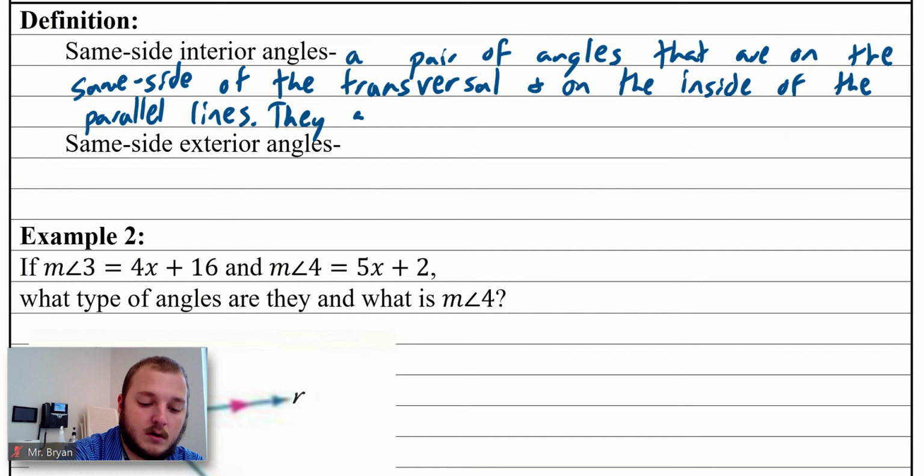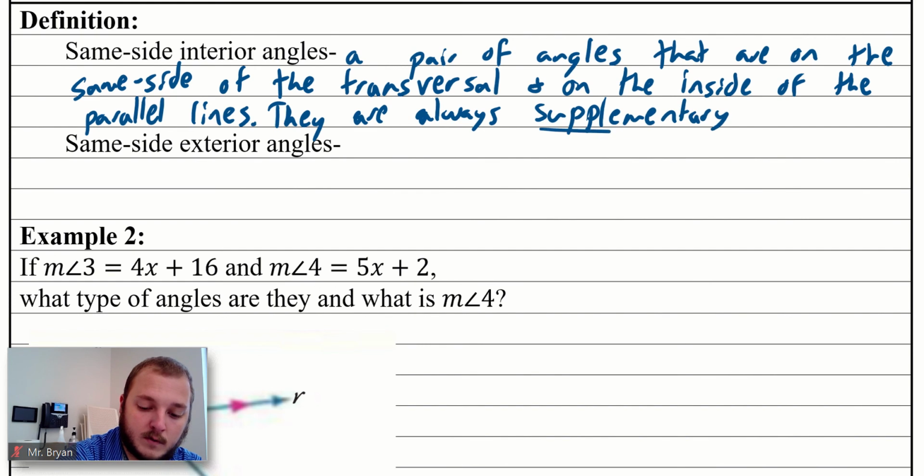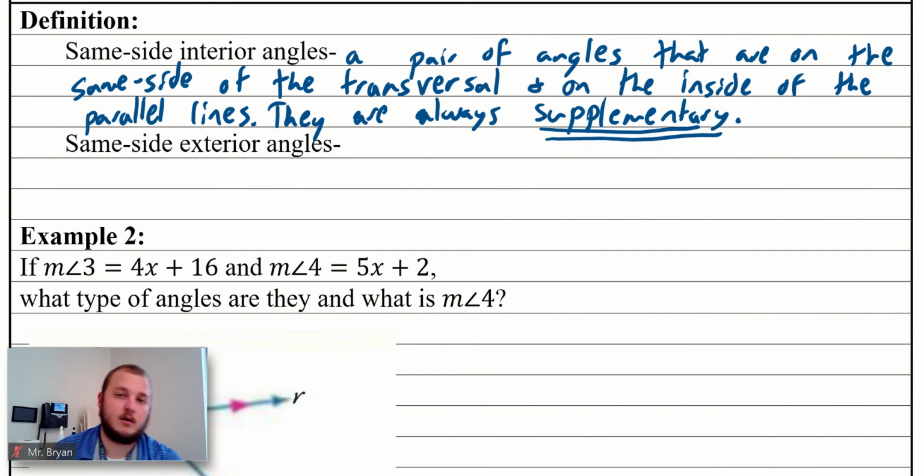I'm going to add this to the definition here. They are always supplementary. I'll underline that here. Always supplementary. So in this case, not congruent. We're changing it up now, but they are always going to be supplementary. And I can explain that. We can look at that and see we have a linear pair there with some of the different angles. And so the corresponding ones would give you the same thing. They're all supplementary.